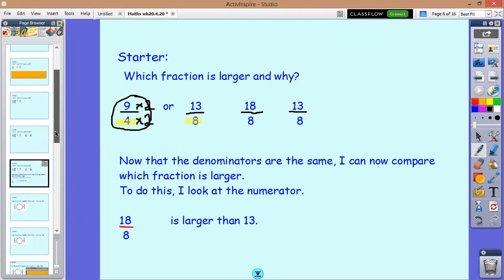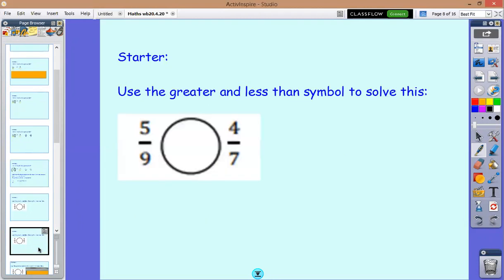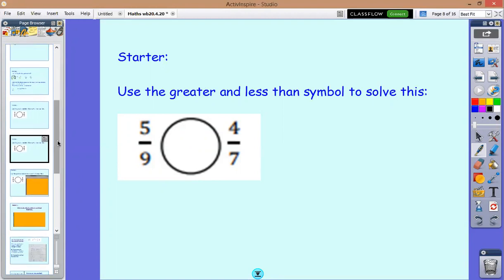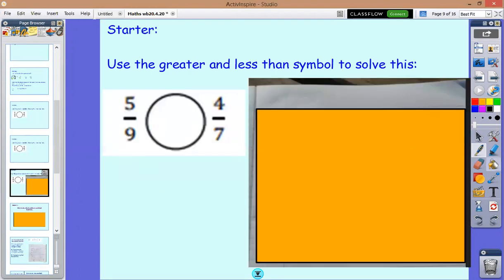Okay, so I'm going to put a question up here for you to have a little go at. And I want you to use the greater than and less than symbol sign to solve this. I'm just going to wait here for a little bit for you to have a go. You might want to think about what times tables you can see the denominators to be in. Okay, so I'm going to move on to go through the answer.